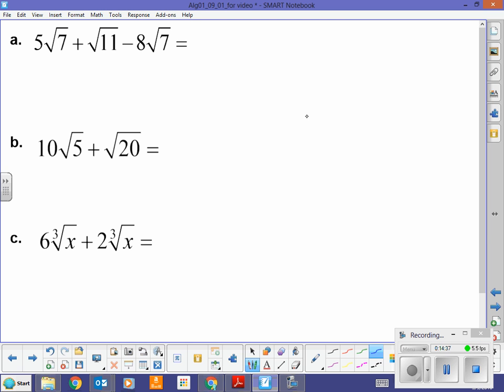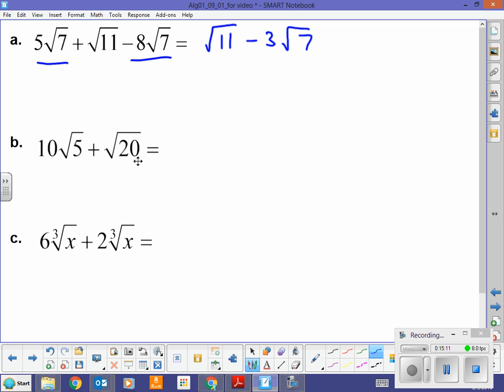Okay, so we have some examples here for adding and subtracting radicals, and this is just the same as collecting like terms, but instead of a variable like 5x and 8x, we have common radicals, like radicals. Okay, so I can combine 5 radical 7 and negative 8 radical 7 into negative 3 radical 7. So I simplify this, this is radical 11 minus 3 radical 7. Okay, it's just like collecting like terms.